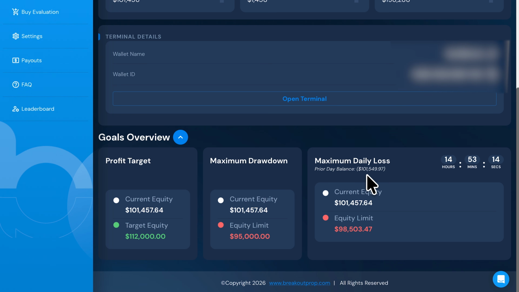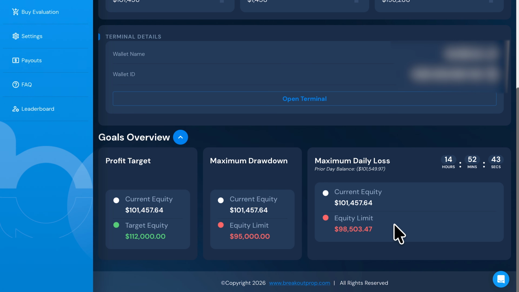And then if you remove 3% of that, what you have left is this equity limit, which is $98,503. So what this means is that for today, if my account goes below this amount right here, I am losing this account for today. So it means that for tomorrow, they will calculate it again.